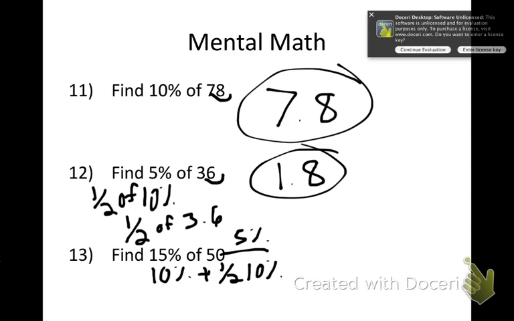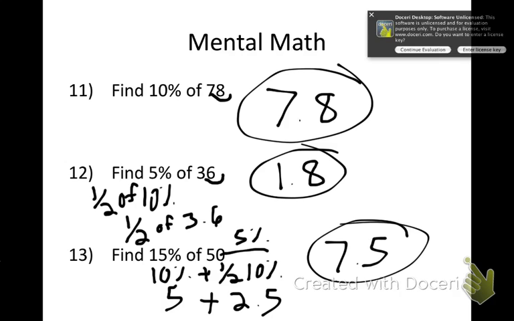So 10% of 50 is what, Andy? 5. 10% of 50 is 5. Half of that is what, Andy? 2.5. Add those together, and I find out 15% of 50 is what, Andy? 7.5. And again, I can do all that mentally just by knowing how to find 10% of a number.